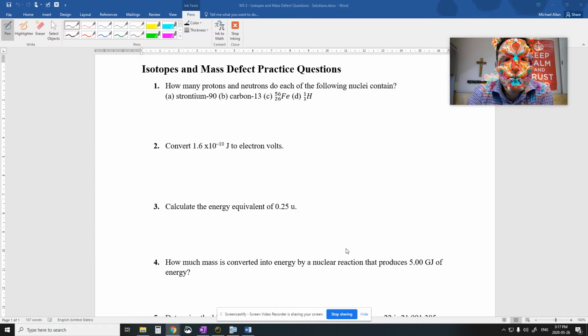Well, Physics 30, so we're back at it. So here's a worksheet for that isotope and mass defect practice sheet. They don't seem too bad. You're just converting between joules and electron volts, calculating mass energy equivalents here.